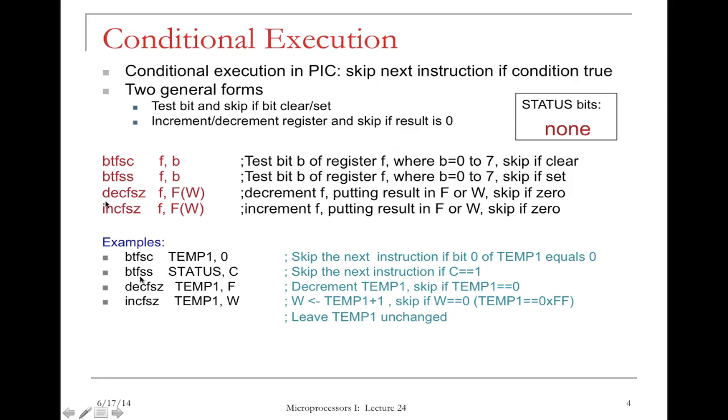Next instruction, BTFSS status, comma, C. We're going to do bit test on the carry bit of status register. We know status is a register that has several flag bits. One of them is carry bit. The C is in fact a number. Even though we can use C here, it's in fact a number. That's the index of the carry bit in the status register. So we're going to test the carry bit. We're going to skip the next instruction if carry bit is a 1.